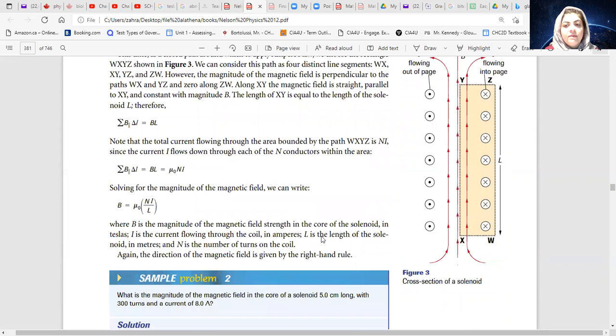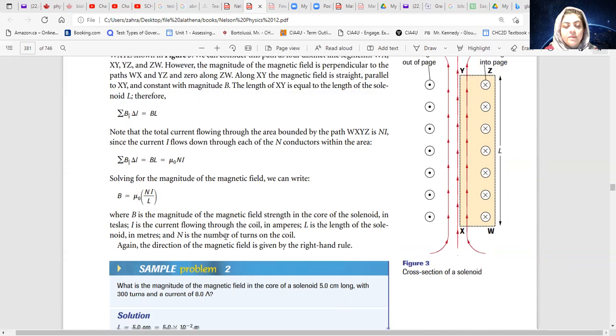When you have a coil, you have so many loops, right? What is the magnetic field produced by that? It is mu 0 N I over L. N is the number of loops you have, I is the current, and L is how long it is, and mu 0 is the permeability of space.